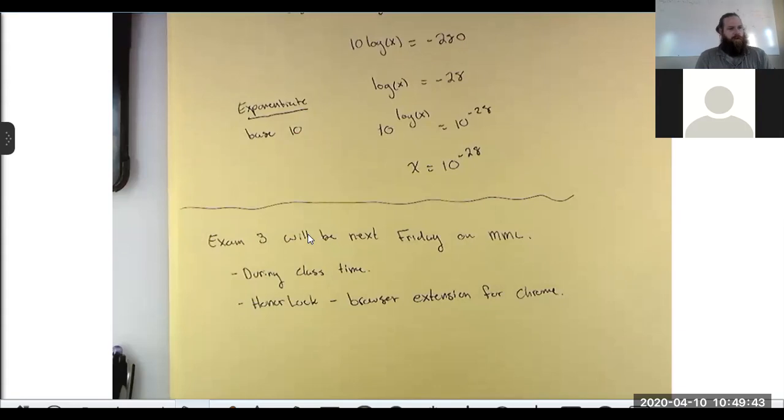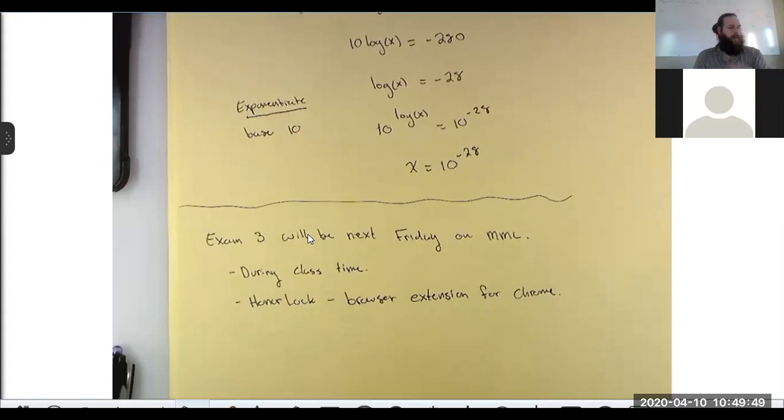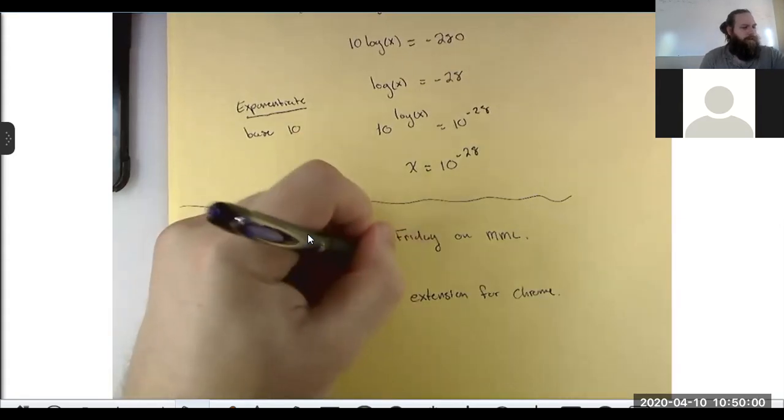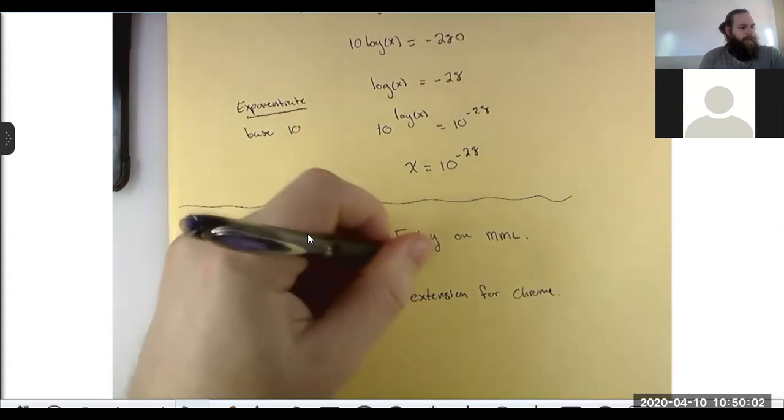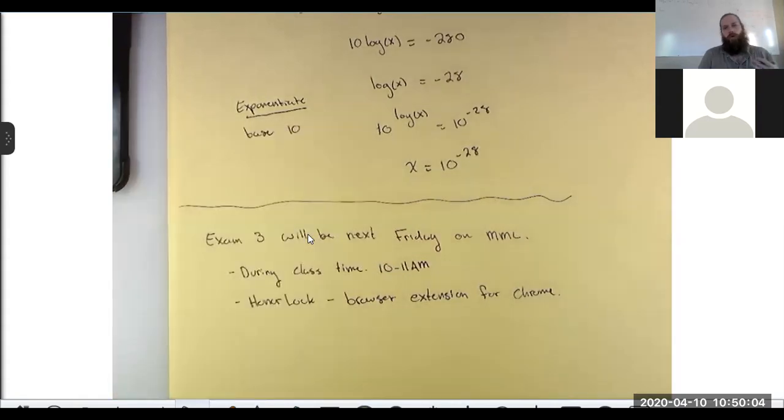So the college has secured some HonorLock tokens. This is also how we're going to do the final exam. So it's a good idea to get practice with this system at least once before the final. It will be, let's see, so during class time, right? So from 10 to 11 a.m. And I'll probably open it 1 or 2 minutes early and leave it open 1 or 2 minutes late, just in case there's anything difficult like that.